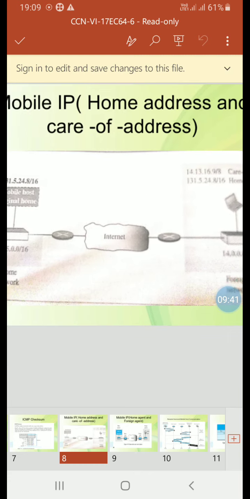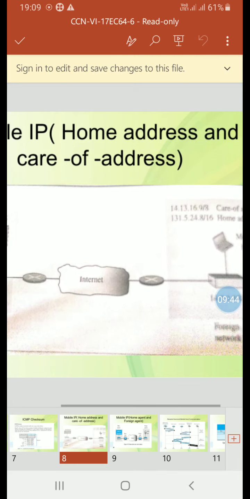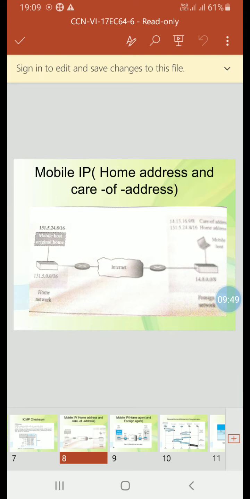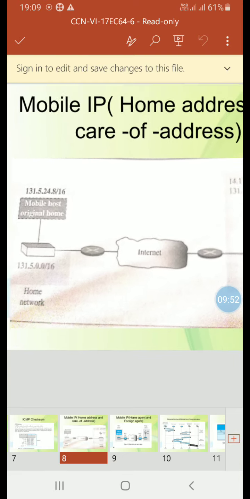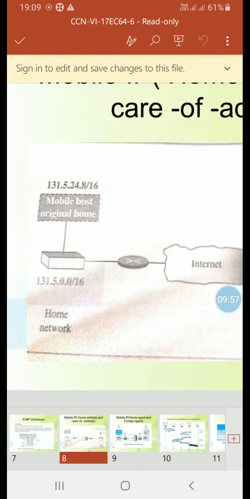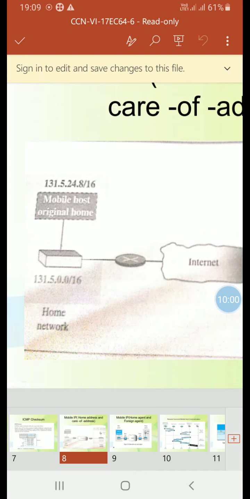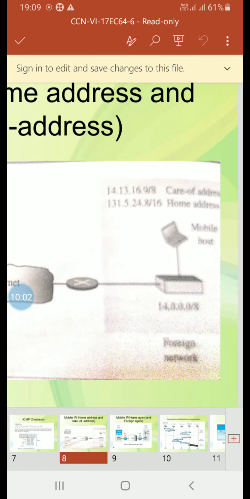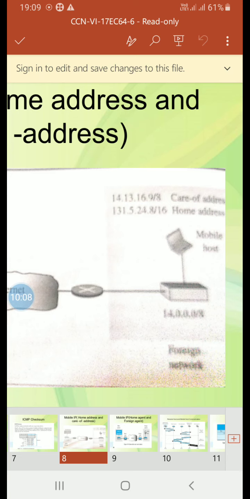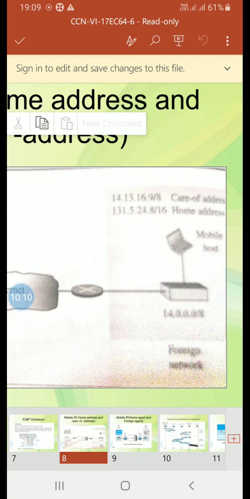So this is the diagram showing the home address and care-of address. I told you it makes use of two addresses. The host has its original address, called the home address, and a temporary address called the care-of address. Both addresses are shown here. The home address is permanent. It associates the host with its home network, the network that is the permanent home of the host.